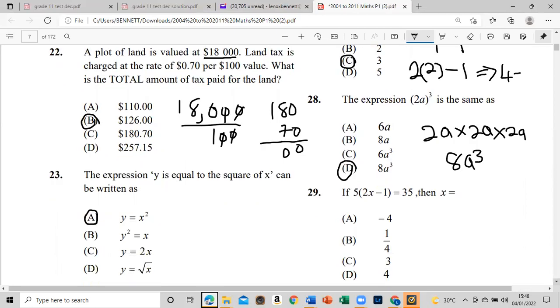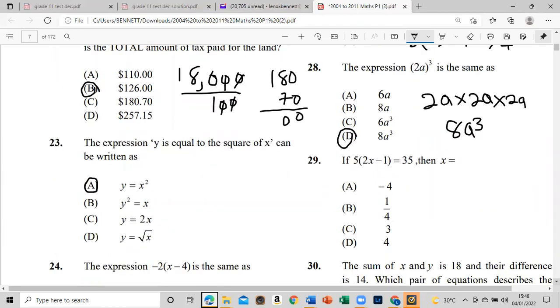If 5 bracket 2x minus 1 is equal to 35, then x is equal to. Based on the options, it has to be 4. Alright. 2 times 4 is 8, minus 1, that's 7. 5 times 7 is 35.